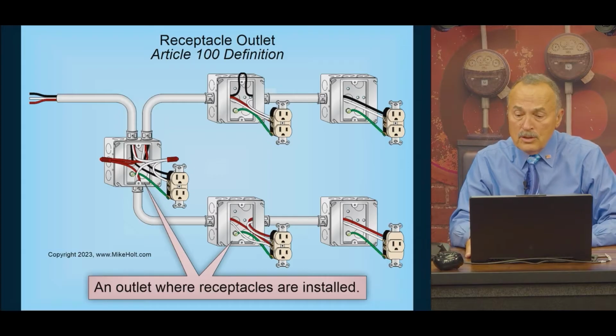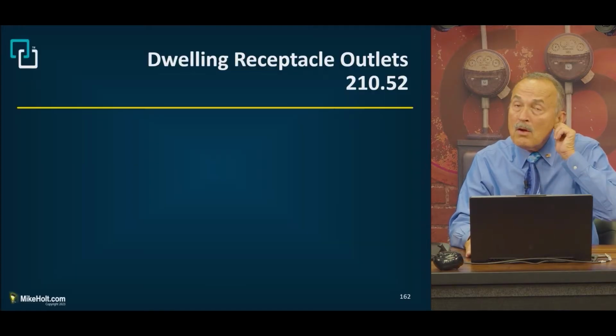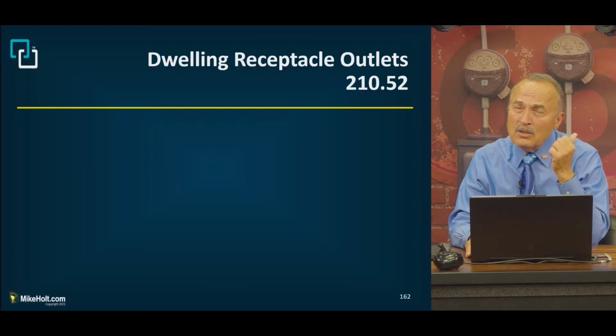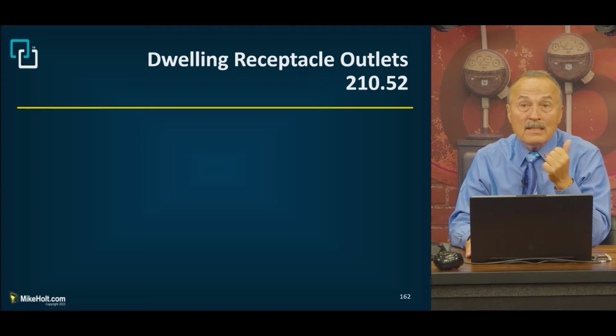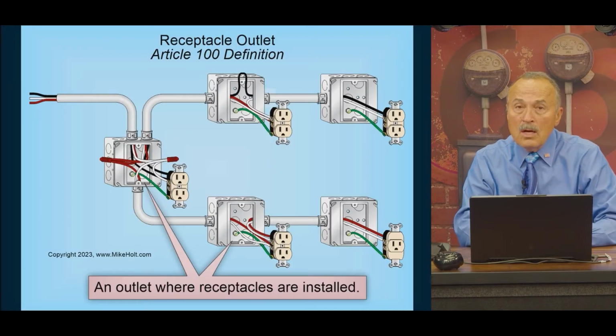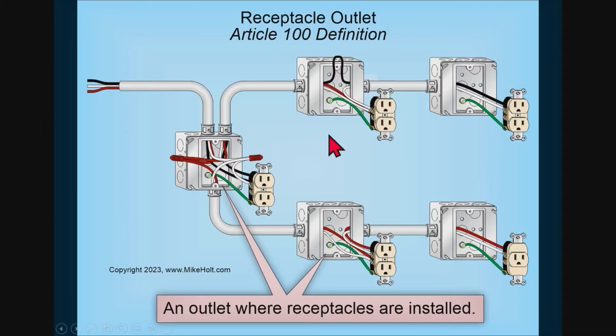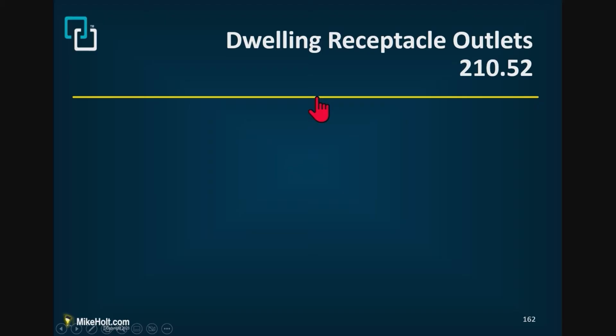First thing is to understand that 210.52 is talking about receptacle outlets. Back in 210.21 and 210.23, we were talking about receptacles, single receptacles, multiple receptacles. We're now talking about receptacle outlets. And a receptacle outlet, Article 100 definition, is an outlet where the receptacles are installed. So we're talking about the box. So when we get over to 210.52 rules, we're talking about where you are putting these boxes that you're going to be putting these receptacles in.